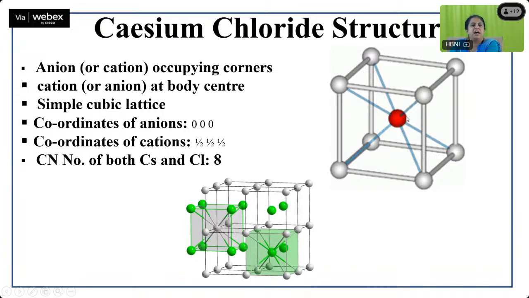Coordinate of cation is half, half, half. Or vice versa. If you didn't feel like putting anion at the corner and you want to place only cation at the corner, you're very welcome. In that case, the coordinates would interchange.